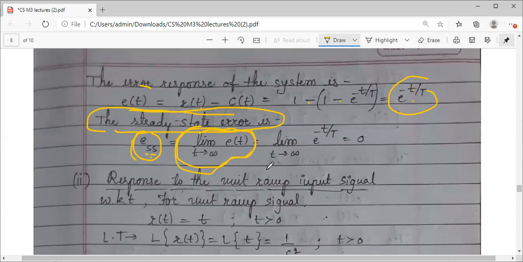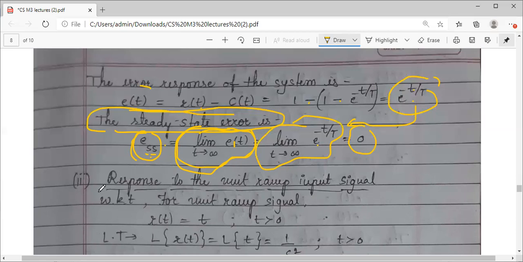So if you do this, take this limit t tends to infinity, I have substituted for error signal. Okay, what is e raised to minus 1 by infinity? What is e raised to infinity? I think it is 0. So ESS is 0. So there is no steady state error in this system when you apply input as the unit step signal. Okay, so this is about the first test signal जो हमने apply किया है.